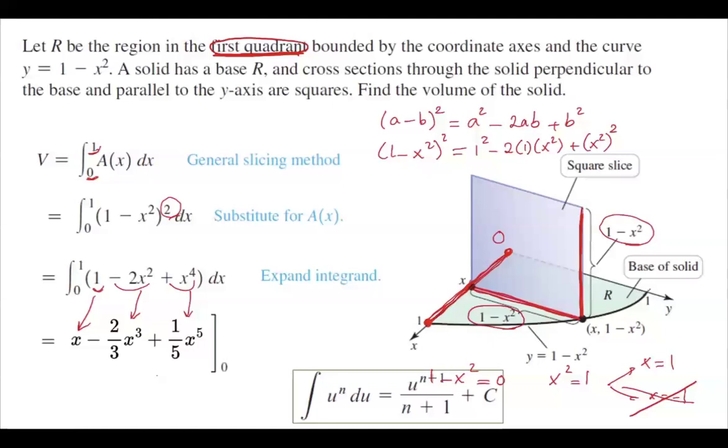Your x ranges between 0 and 1, but if you plug in 0, the whole thing disappears because everything has x. So you just need to plug in 1. If you plug in 1, you get 1 minus 2/3 plus 1/5. And if you take the common denominator, 15, you get 15 minus 10 plus 3, which is 8 divided by 15.